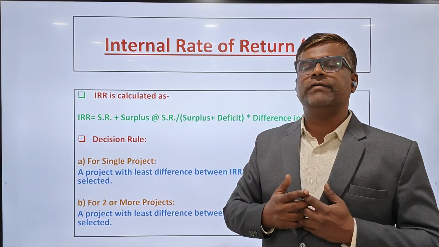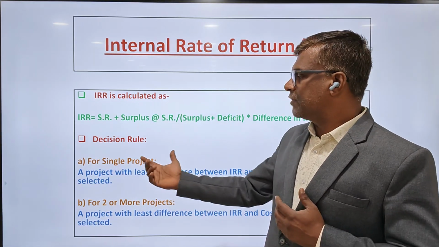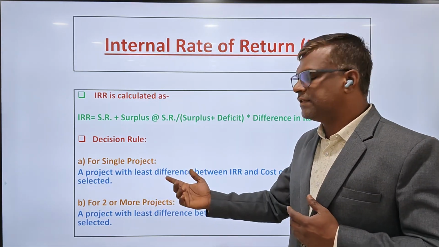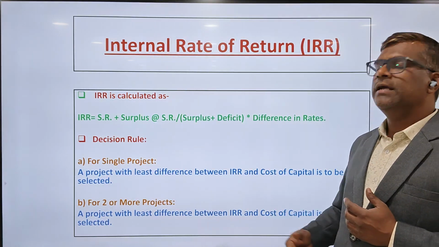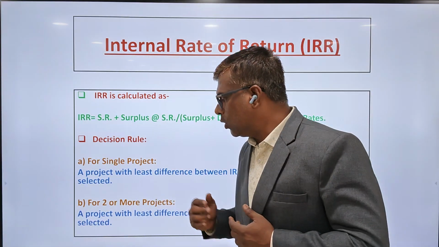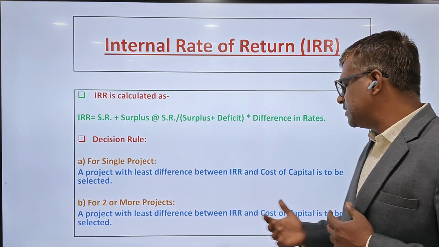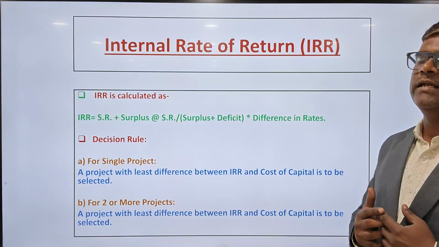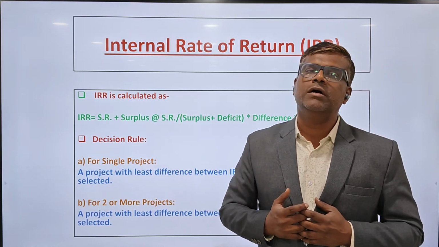This formula can give us IRR, and the decision making rule under the same is, for a single project, a project with the least difference between IRR and cost of capital is to be selected. And for 2 or more than 2 projects, the decision rule is a project with the least difference between IRR and cost of capital is to be selected. So the decision rule under both situations remains the same.